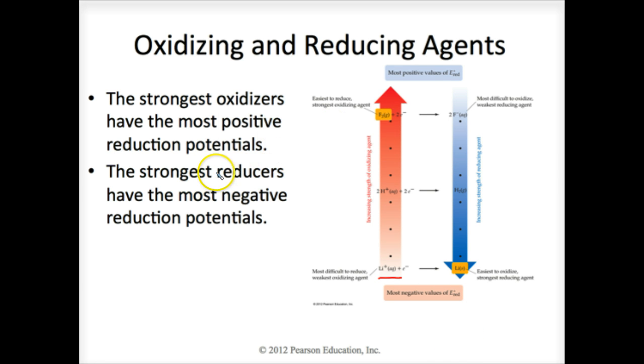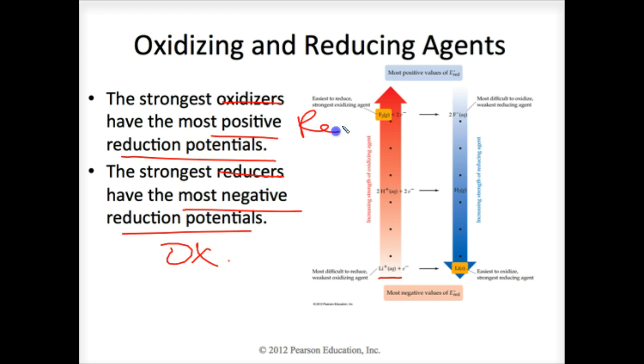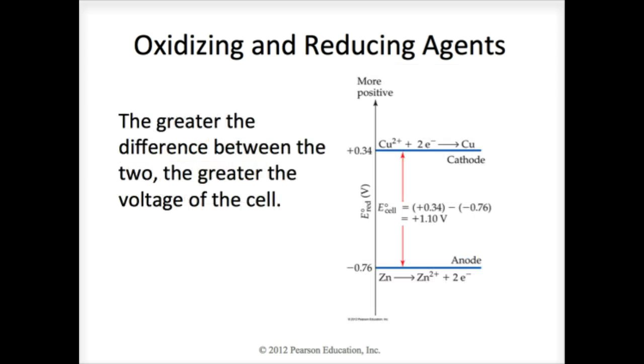You don't necessarily have to know the term so much as you do have to know that elements that have the most positive reduction potentials will undergo reduction, and the elements with the most negative reduction potentials will undergo oxidation. And that's really the point. That's really what you want to know.